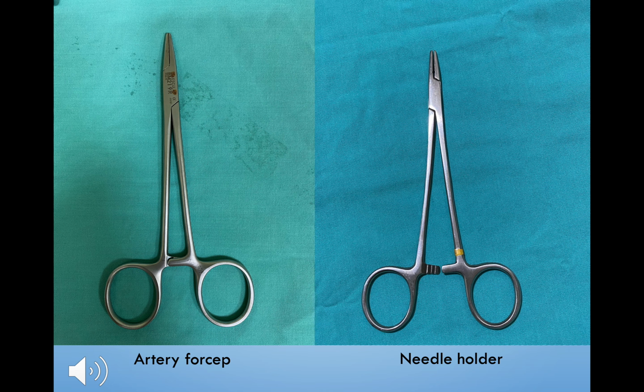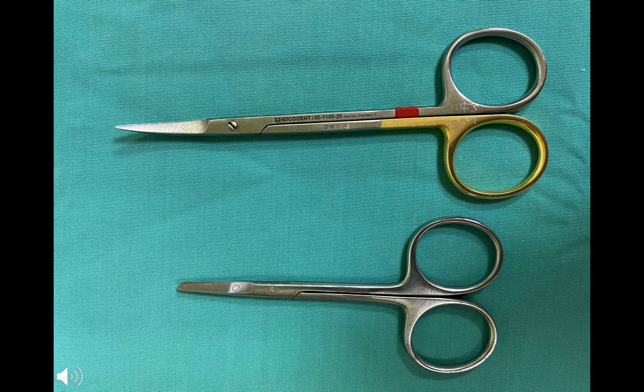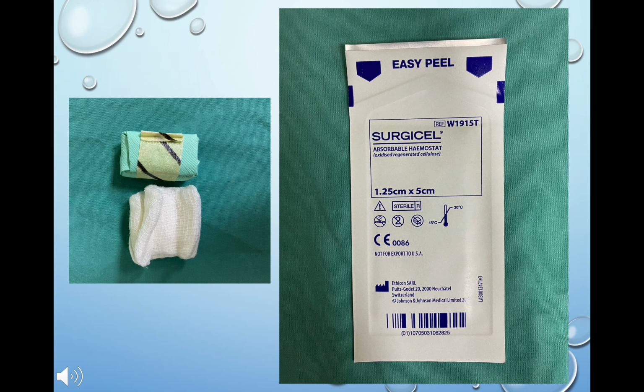Okay, and also artery forceps and needle holder. I believe you can differentiate what's the difference between artery forceps and needle holder, although these two look the same. And scissors for tissue and suture. And hemostatic agents such as Gelfoam as well as gauze.